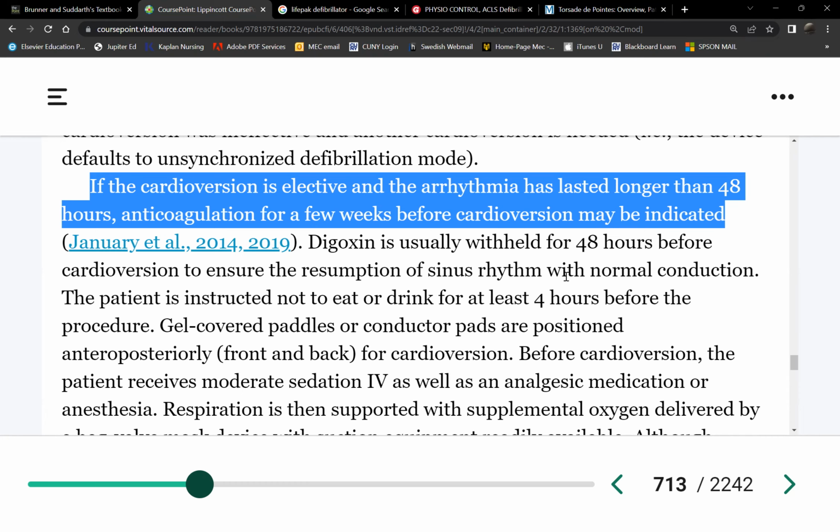Of course, when we do emergency, then we assume that the AFib or A flutter or whatever the cause was like right now, sudden. So there's not likely to be a clot yet. But if it's elective, definitely there could be a risk for a clot already there. So we put them on anticoagulants first.